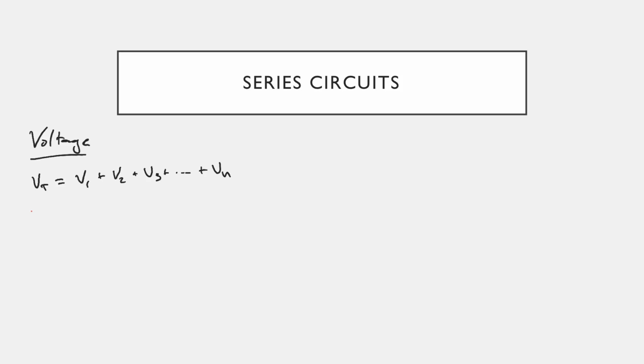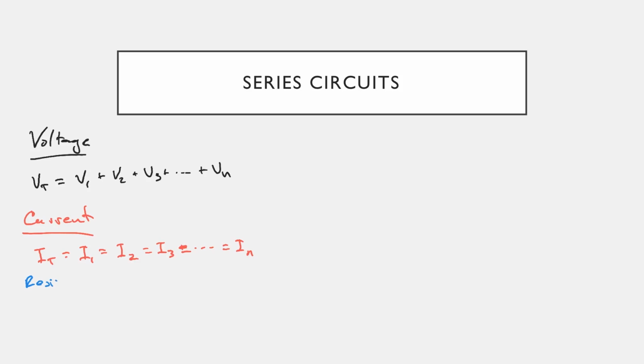For current, it's a little bit different. In a series circuit, the current across or around the entire circuit is equal to the current at the first junction, which is equal to the current at the second junction, which is equal to the current at the third junction, and so on and so forth. So the current at any given point is equal to the current anywhere else in your entire circuit.